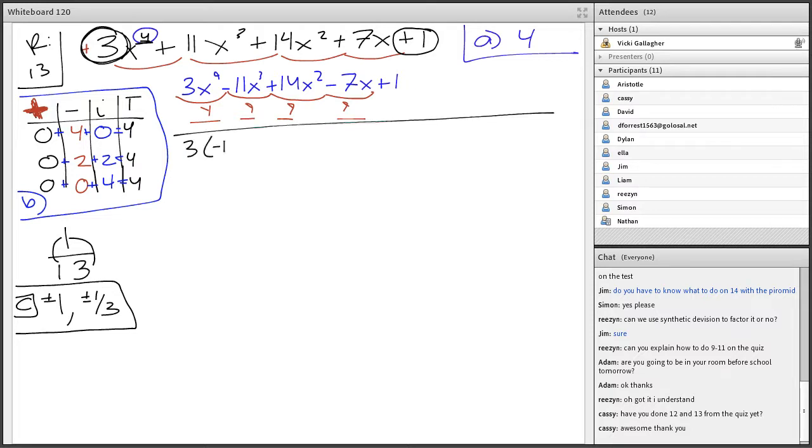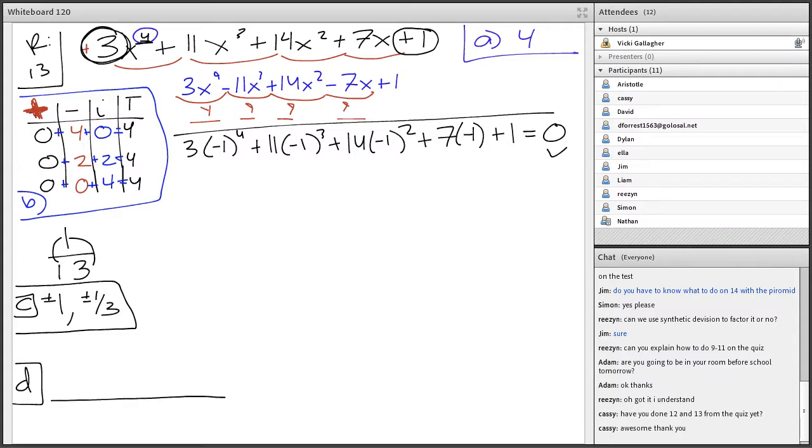So 3 times negative 1 to the 4th, plus 11 times negative 1 to the 3rd, plus 14 times negative 1 squared. And I'm typing this all in my calculator, right? I'm letting my calculator do the work for me. And very conveniently for us, that does equal 0. And so we say, yay, we have found our first actual answer, which is what answer line D wants. It wants actual answers. And so I'm going to write negative 1 there.